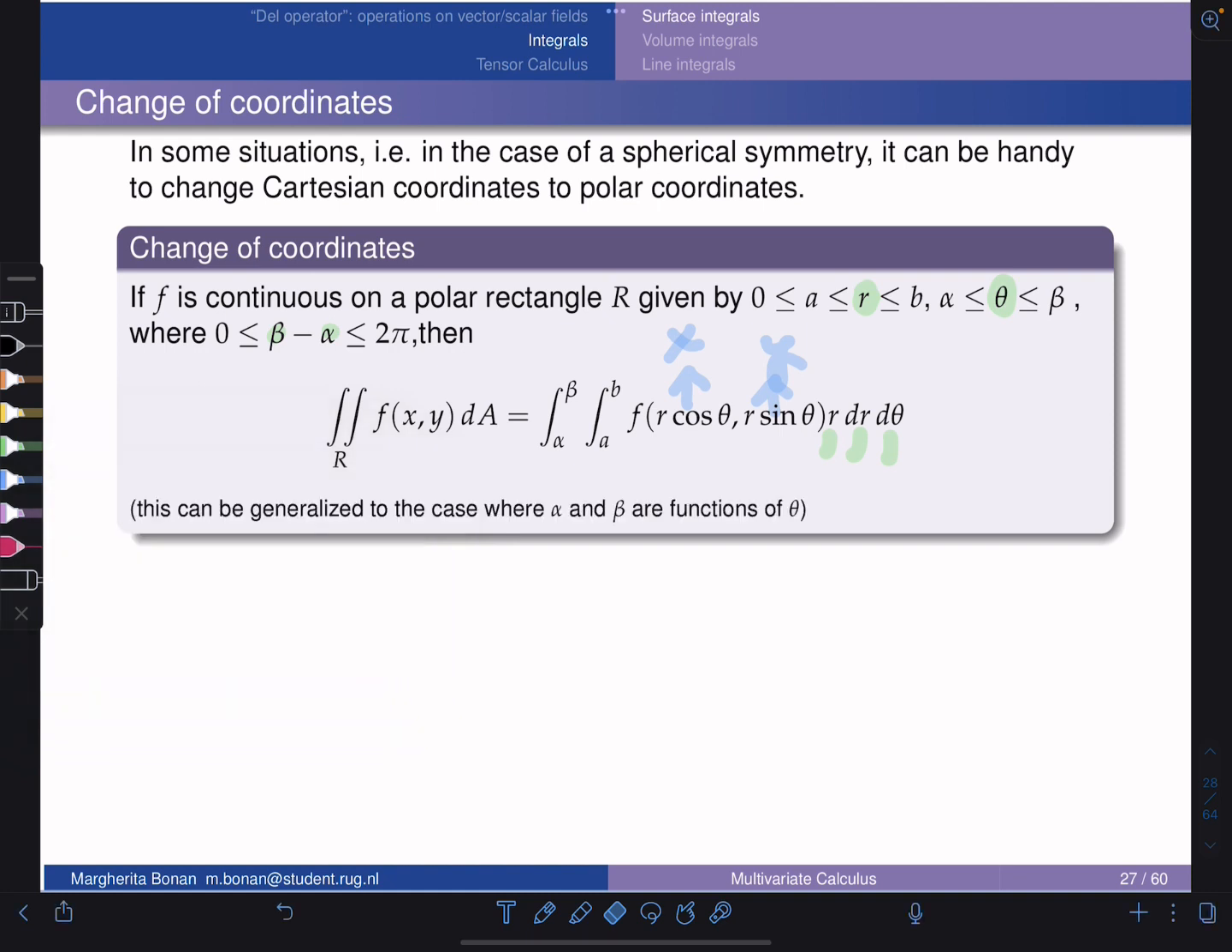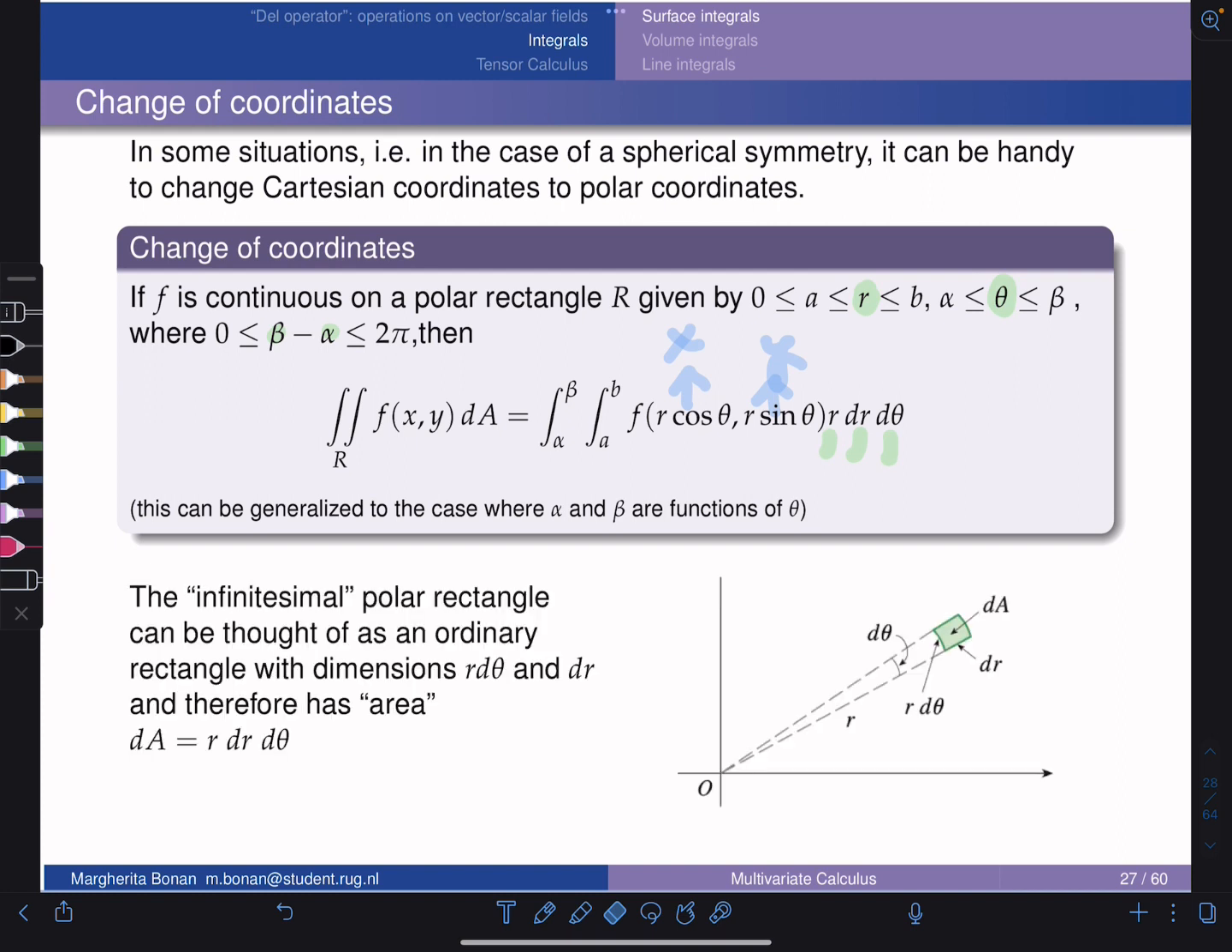This formula can be generalized to the case where alpha and beta are functions of theta. But to see an image of this, the infinitesimal polar rectangle that we see here can be thought of as an ordinary rectangle with dimensions r d theta and dr, and therefore has area dA as r dr d theta. We can see r here, r d theta, and the area is the green one that we see.